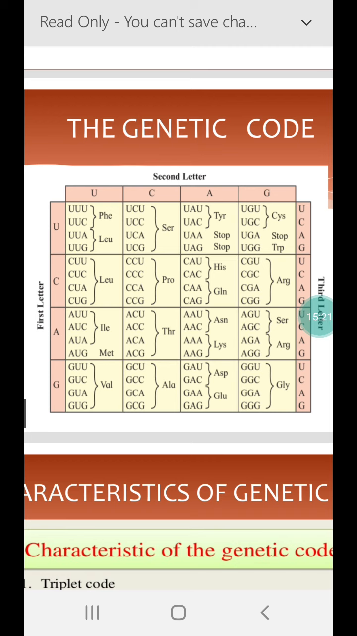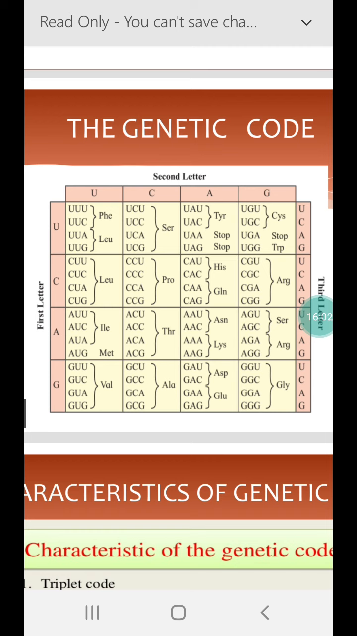Again, if you see the second box, UCU, UCC, UCA and UCG are for serine. Then there is tyrosine, UAC and UAU. And there are 2 stop codons, UAA and UAG, in this box. In the last box, again there is 1 stop codon, that is the terminating codon, UGA. And above that you will find UGU, UGC, which is for cysteine, and UGG for tryptophan.